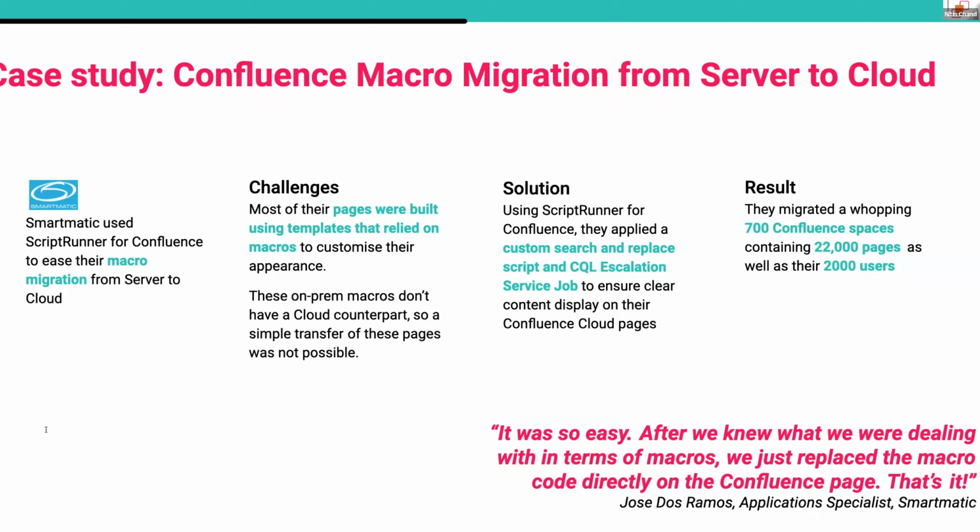They're conscious of the fact that not migrating the macros properly will lead to the removal of macro content from the migrated pages. So really, an important concern. Now, Smartmatic is one of our customers who showed us how they navigated the complex Confluence migration process, which involved a huge number of macros that are tied to 700 Confluence spaces containing 22,000 pages and used by approximately 2,000 users within their company. So definitely a decent to big size Confluence instance.